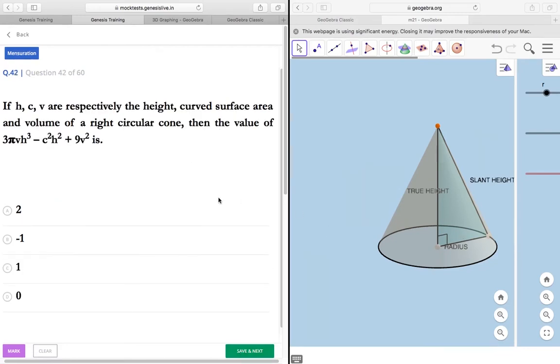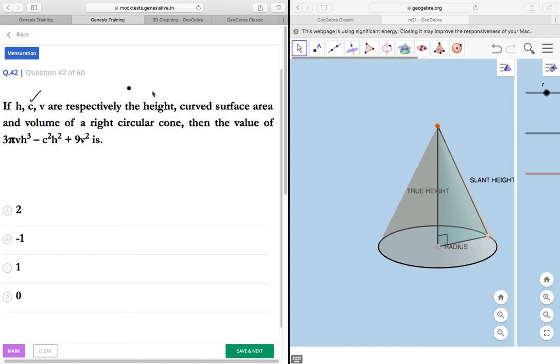Next one. If h, c and v are respectively the height, curved surface and volume of a right circular cone, then the value of this equation. Now whenever you have a generic question like this, wherein there are no absolute values, you can always go with the assumption. It's going to save a lot of time. Before even we start assuming values, let's see what they have given.